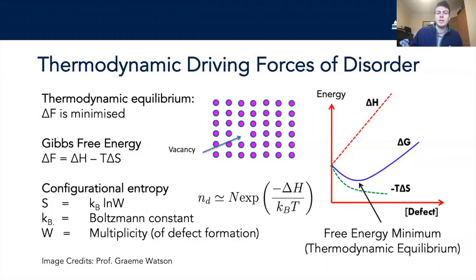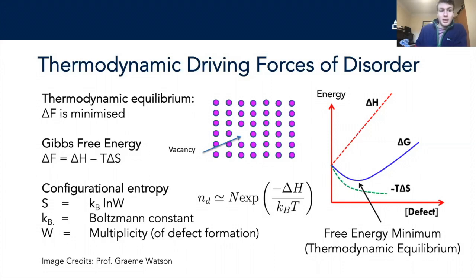We can see that as we increase the number of defects in our material, the multiplicity, so the way that these defects can be arranged, will also increase. And the minus term here means that this entropy boost can lower the free energy in the system when we form a certain number of defects. However, due to the logarithmic form of this term, the entropy increase starts to bottom out as the gradient decreases as the defect concentration increases. So as the defect concentration increases, this entropy has less and less of an effect on the free energy of the system, or less of a gradient anyway.